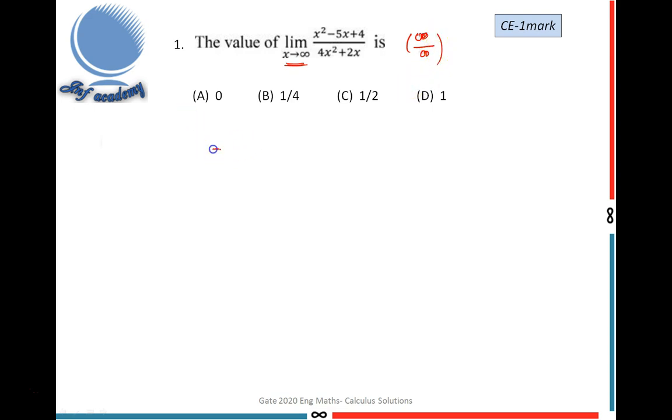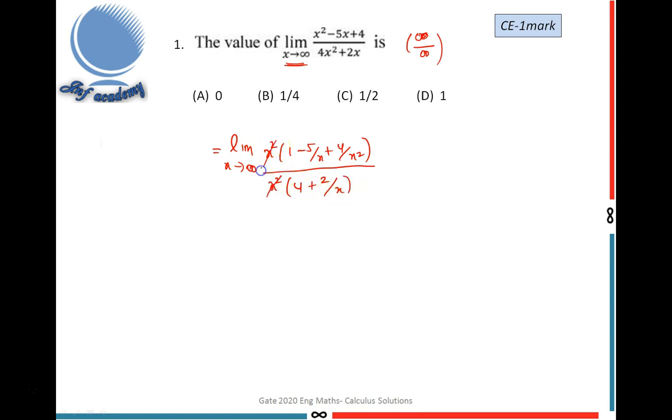So in this case, at the limit x tends to infinity, first we have to take the highest power of x outside in the numerator and denominator. Here the highest power of x in the numerator is x square. So I take x square outside in the numerator. I got 1 minus 5 by x plus 4 by x square. Similarly, you have to take the highest power of x in the denominator. This is also x square. So finally I got 4 plus 2 by x.